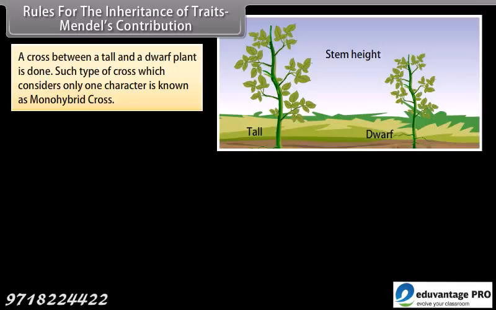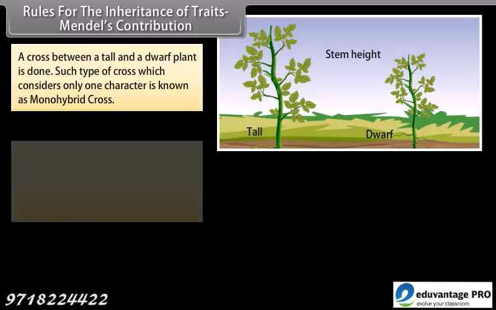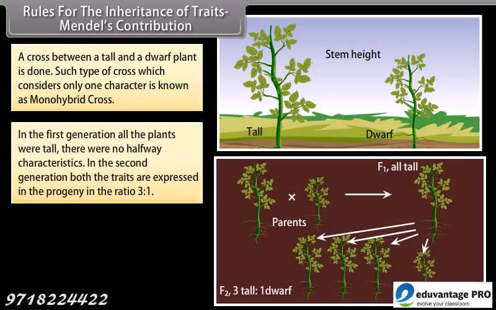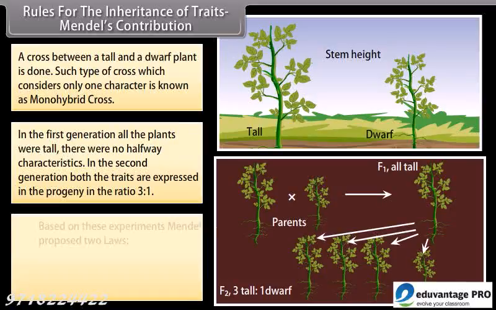A cross between a tall and a dwarf plant is done. Such type of cross which considers only one character is known as monohybrid cross. In the first generation, all the plants were tall. There were no halfway characteristics. In the second generation, both the traits are expressed in a progeny in the ratio 3:1. Based on these experiments, Mendel has proposed 2 laws.